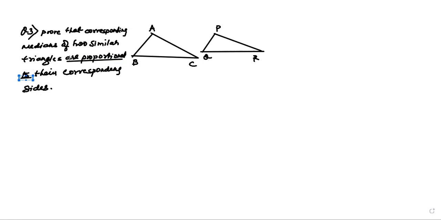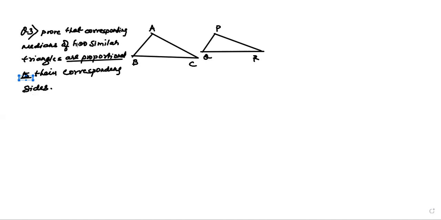Whenever "r proportional to" is there, look at what it means. The ratio of the medians of two similar triangles is equal to the ratio of the corresponding sides. When we use the word ratio, we don't use the word proportional. The ratio of the medians of two similar triangles is equal to the ratio of the corresponding sides.